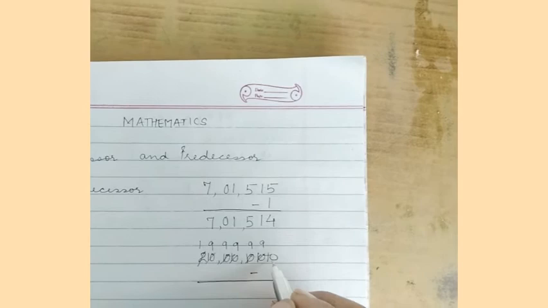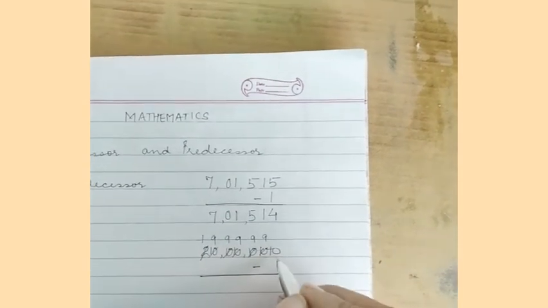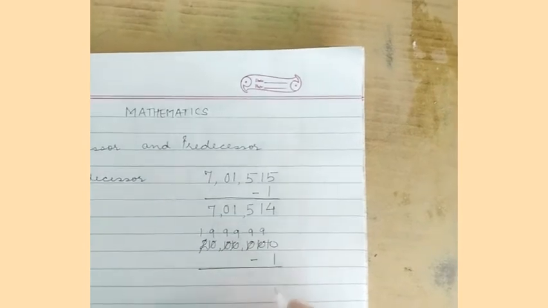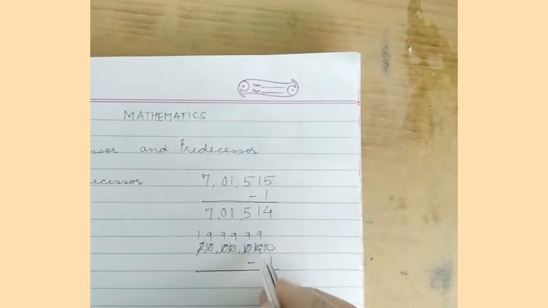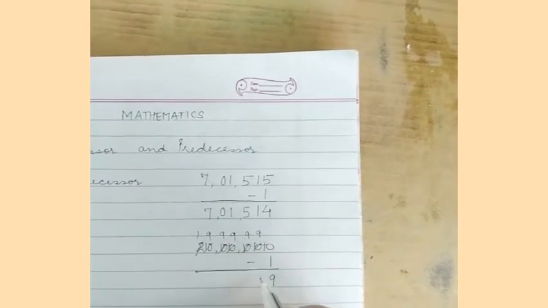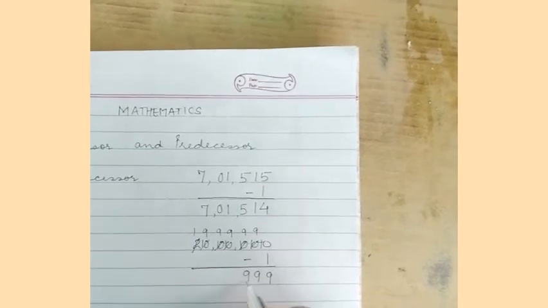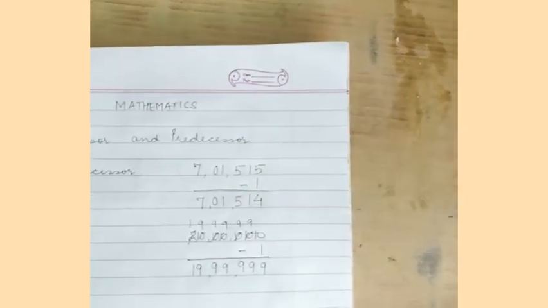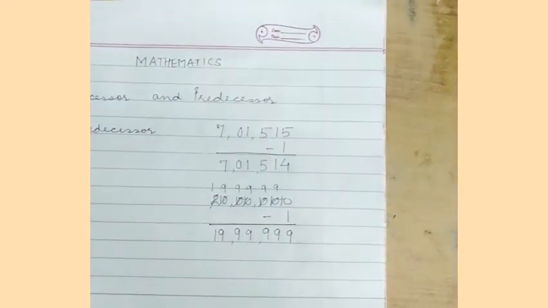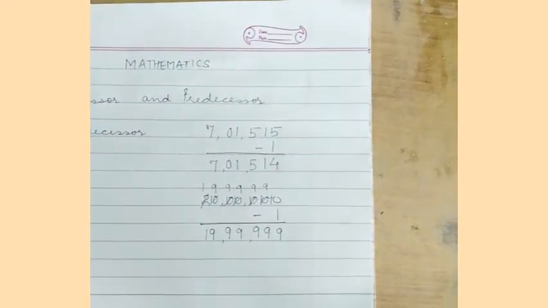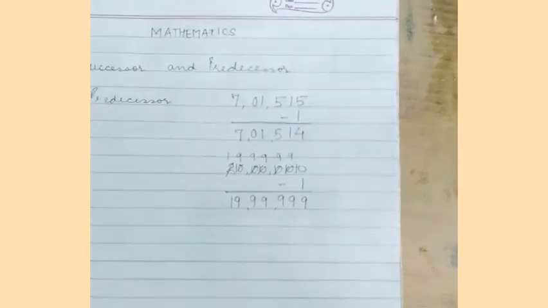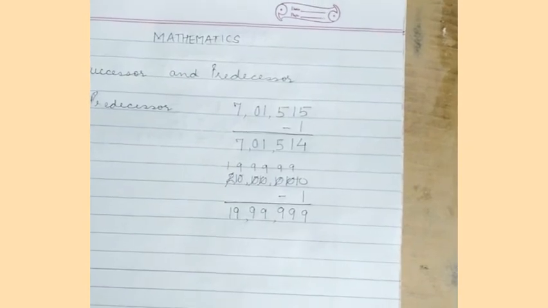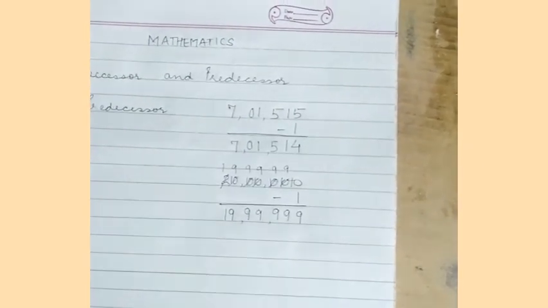Now here we don't need to give 1 to any other number, so we don't need to cut and write 9. It will remain 10 here. So 10 minus 1 is 9. Now we have no other number below this number, so we will simply copy down the remaining numbers as they are. So the predecessor of 20 lakh is 19,99,999. Similarly, you can find it for other numbers also.